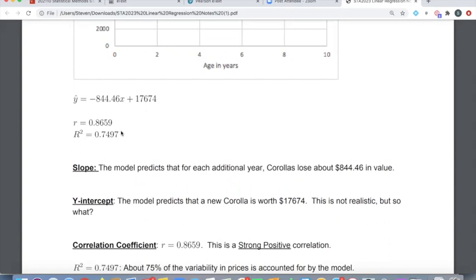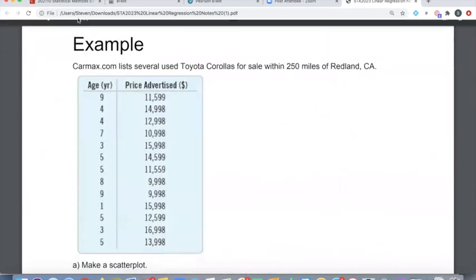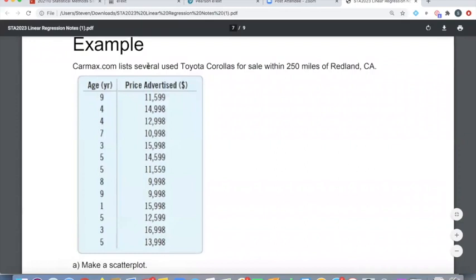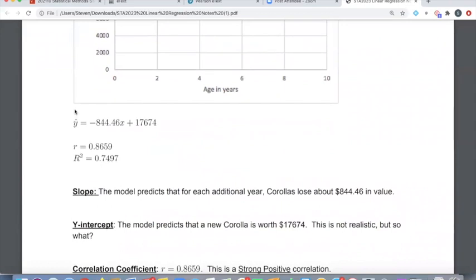The point of this is you're not allowed to work these models backwards. You're not allowed to plug in for y and solve for x. They're not built for that. If you want to do that, you have to start over from the beginning. Call these your x's, call these your y's, then you could use price to predict age. But this model is not built to do that. This is only built for you plug in an age, it spits out a predicted value.